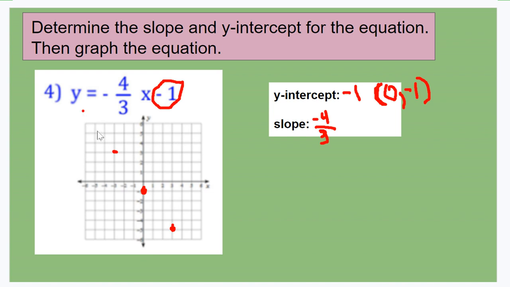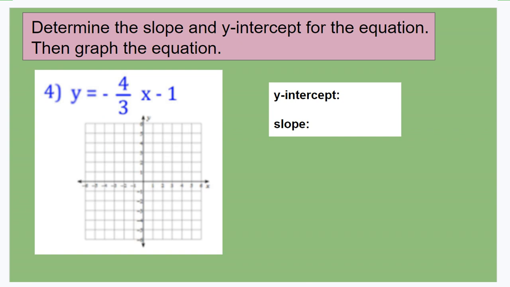So that's a little bit too far, but it might help me to draw a better line, which I know yours looks probably a lot better. We should be using a straight edge or something to connect. But there's our line. This is the graph of y equals negative 4/3 x minus 1. It has a negative slope. It's going downhill. It has a y-intercept of (0, negative 1), which is where it crosses the y-axis.